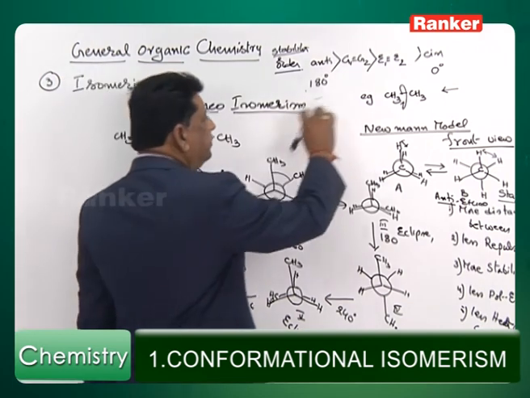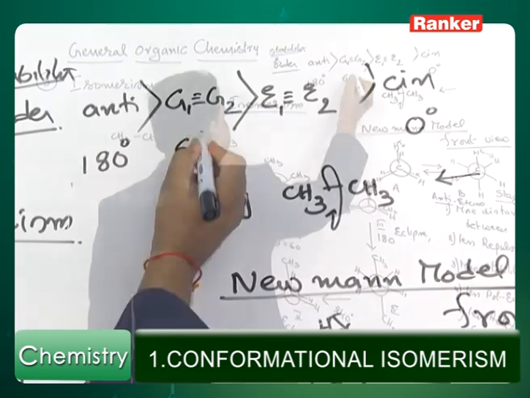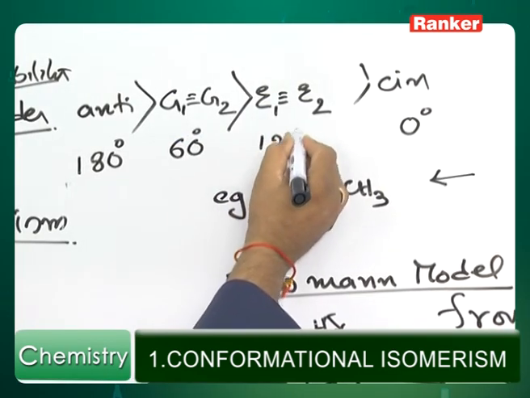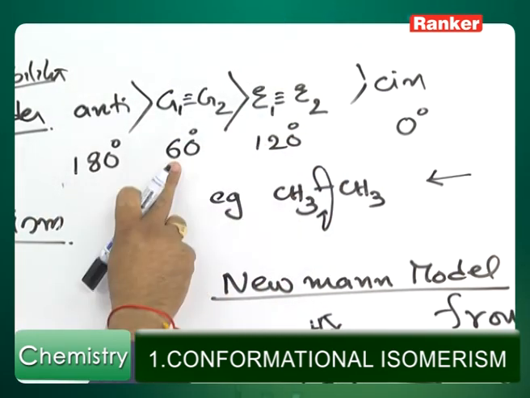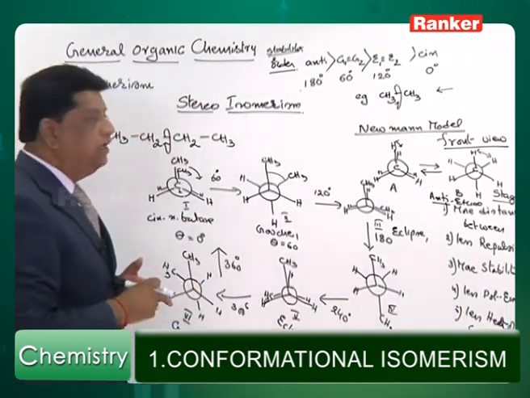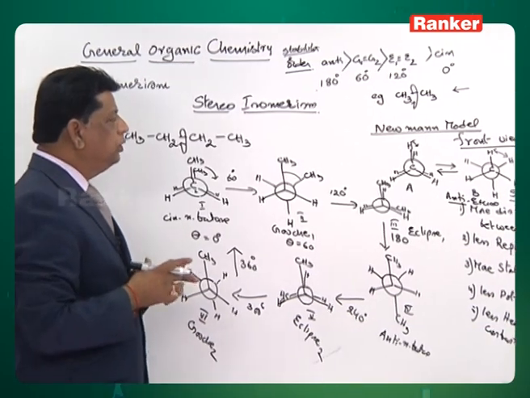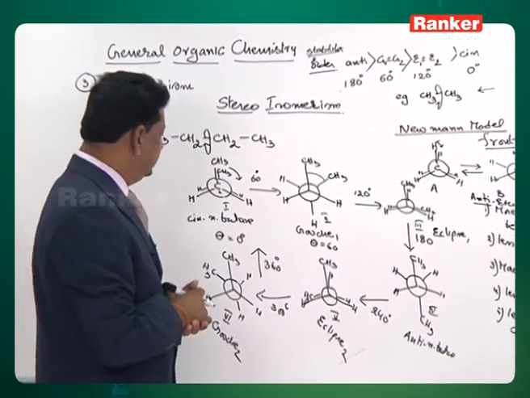But here eclipse is 120, gauche is 60. First 60 comes, then 120 comes. So if it is 180, then 120 should come next. So remember, 180 followed by 120, 60 and 0. So with the groups, the more the separation, the more the stability.